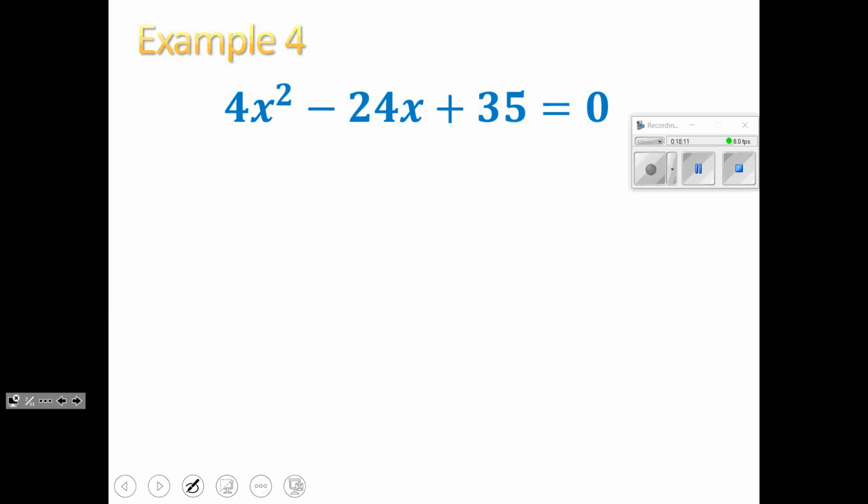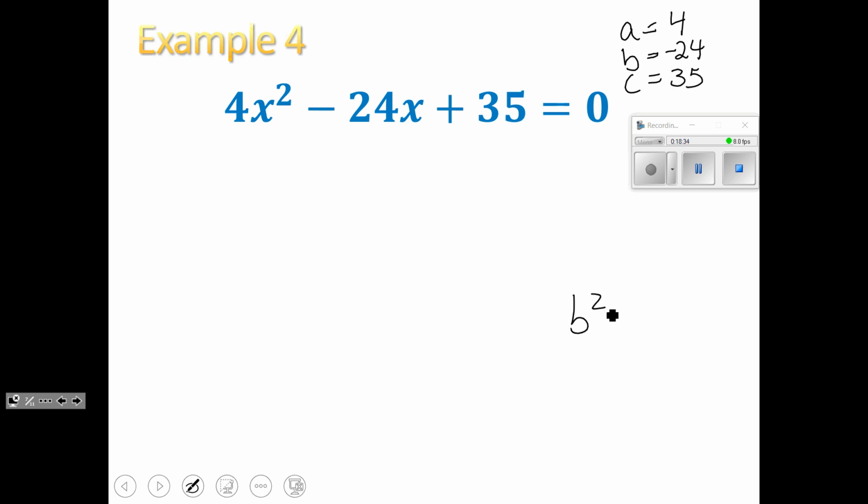All right, so let's keep going. For each one we do, I want you to pause it, try it, see how far you get with it, and then we'll go from there. So I'm going to label A, B, and C. A is 4, B is negative 24, and C is 35.